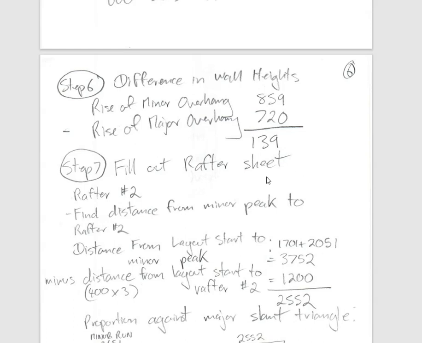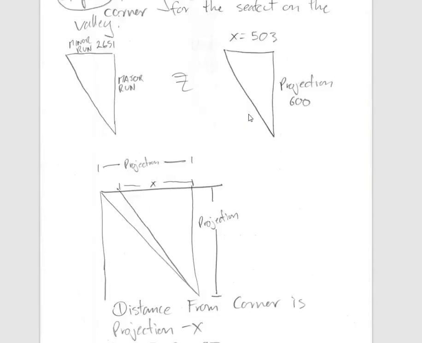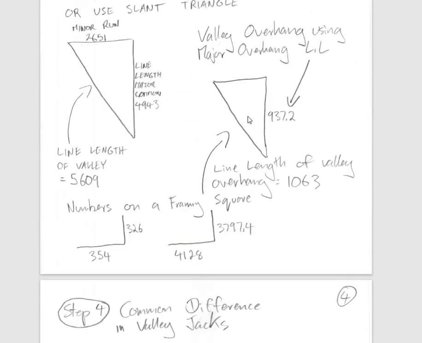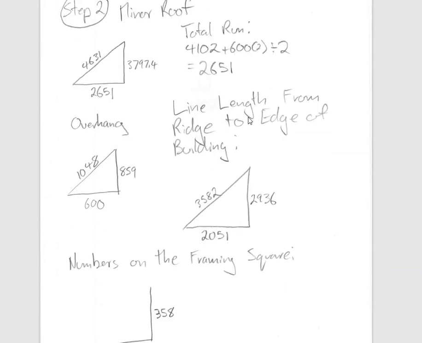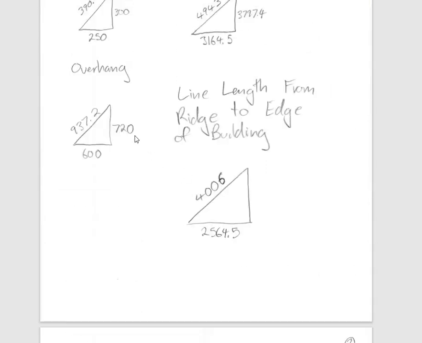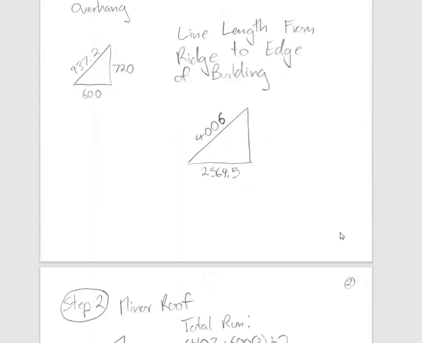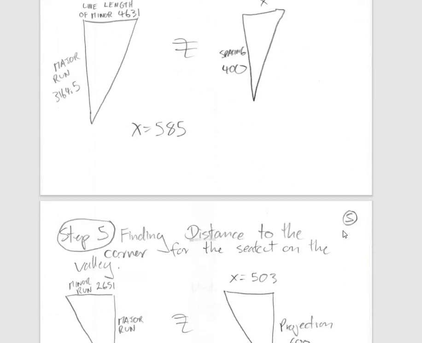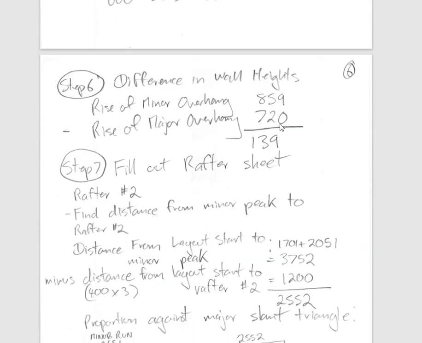the two projections. So we take the rise of the minor overhang, which we found in, let's see here, the rise of the minor, let's go back up. Where's our minor? There's our minor roof. There's our rise, 859, rise of the minor. And then our rise up in the projection of the major. And let's get back to that. Here we have it, 139. So the minor walls will sit 139 mil higher than the major walls.